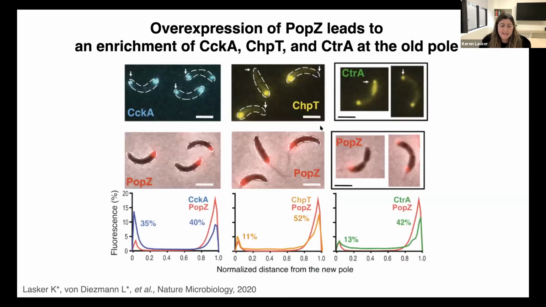So to test this, we did some perturbation of this localization in cells. We overexpress POP-Z, and what it did was lead to enrichment of those three proteins at the old pole now versus the new pole.